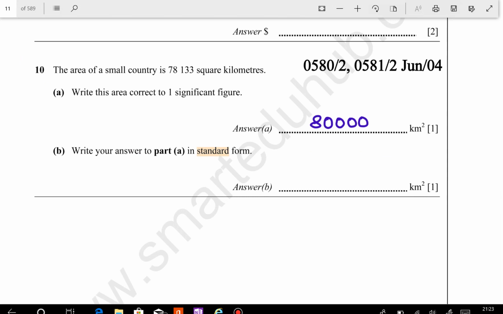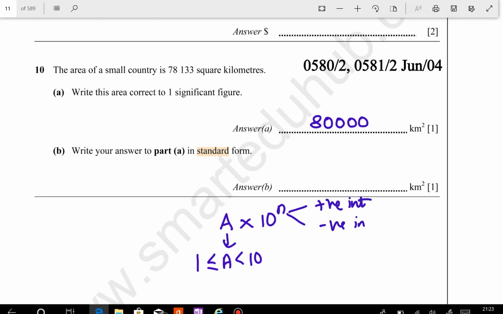Again I told you, the rule is you have to write the number in the form a into 10 raised to n, where a has a limit: 1 is less than or equal to a and a is less than 10, and n can be any positive integer or a negative integer. So with this in mind, let us change this 80,000 into standard form. That becomes 8 because 8 is less than 10. Ideally, writing it as 8 means we are writing it as 8.0, so let us write it as 8.0.